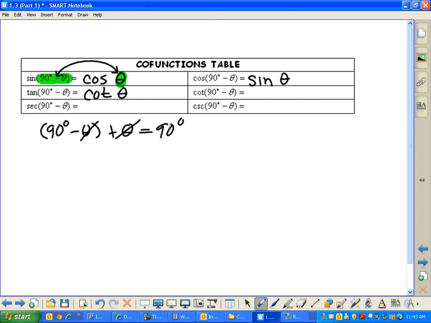Remember, don't write it unless you understand it. So essentially we have our cofunctions and then complementary angles right next to each other. We're studying today how they're the same. And then the cotangent of 90 minus theta is going to be equal to the tangent of theta. The secant of 90 minus theta is equal to the cosecant of theta. And lastly, the cosecant of 90 minus theta is the same as the secant of theta.